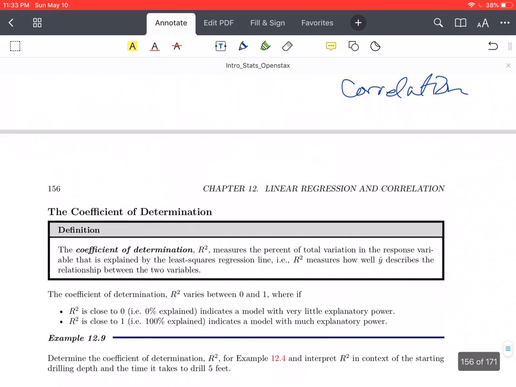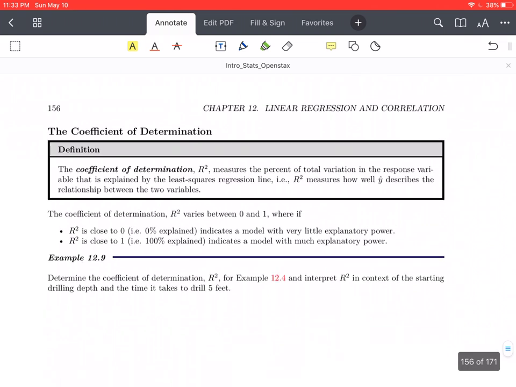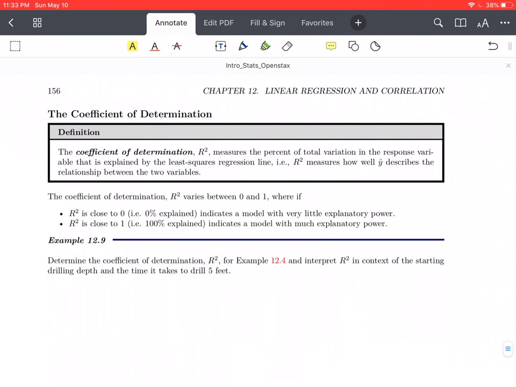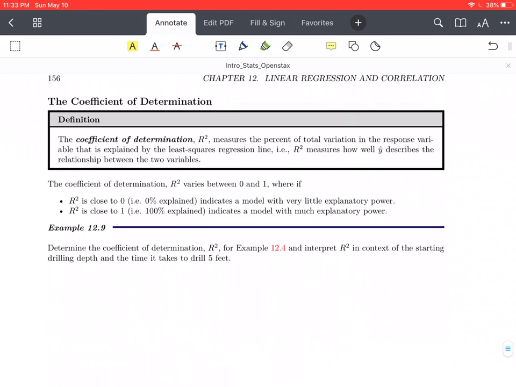Then we have the coefficient of determination. This is where we actually get some interpretation. So this is r squared. Now they call it big R squared, but computation-wise it is just the same thing as squaring the correlation coefficient, little r. So big R squared, we compute that by just getting little r squared. So that's how we do that.